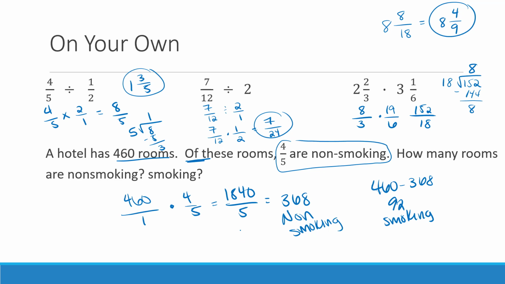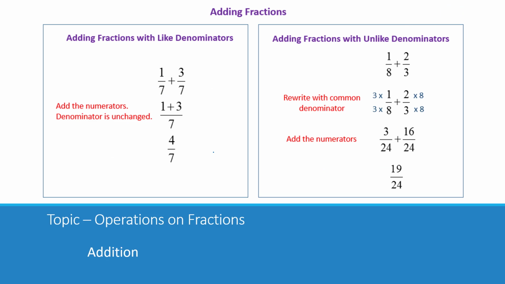Now let's talk about addition and subtraction. The one thing about addition and subtraction is you have to have your denominators the same in order to add these fractions together. If the denominators are already the same, you keep the denominator, and notice you're just adding your numerators together. So 1/7 plus 3/7 gives me 4/7.